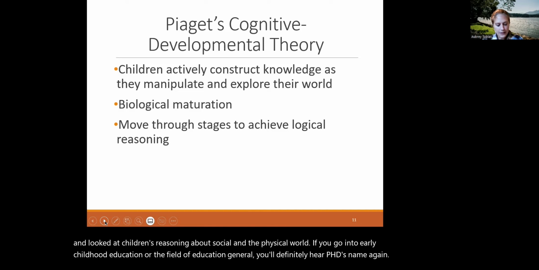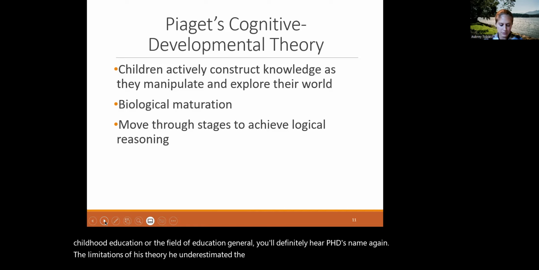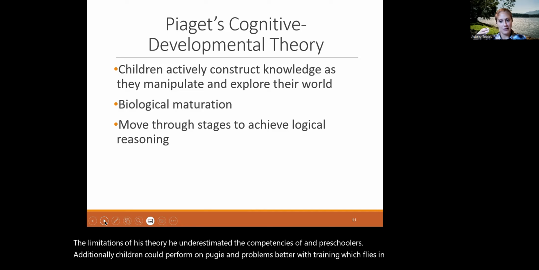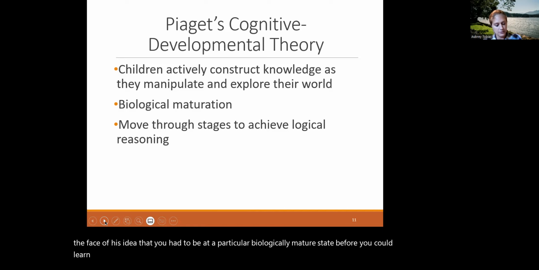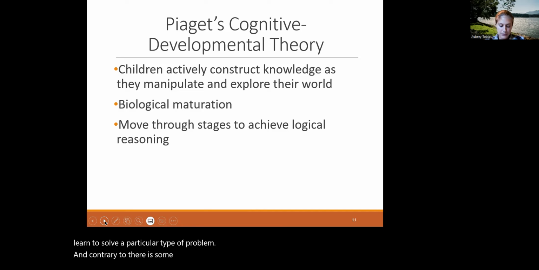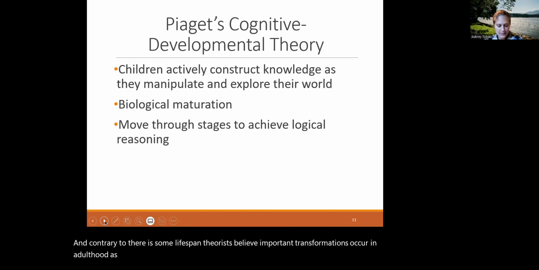The limitation of his theory: he underestimated the competencies of infants and preschoolers. Additionally, children could perform on Piagetian problems better with training, which flies in the face of his idea that you had to be at a particular biologically mature state before you could learn to solve a particular type of problem. And contrary to his theory, some lifespan theorists believe important transformations occur in adulthood as well. So today, many theorists accept the view that change is more gradual than Piaget's conceptualization. Others also emphasize more of those continuous gains in cognition and focus on the role of social and cultural contexts in our learning.